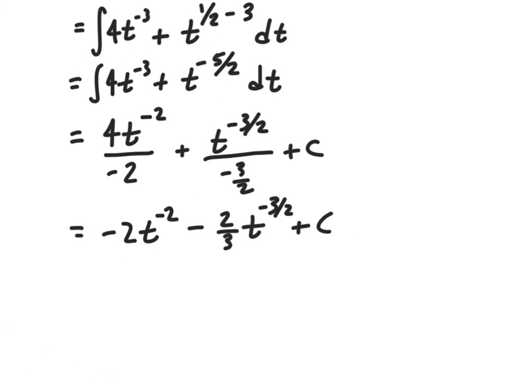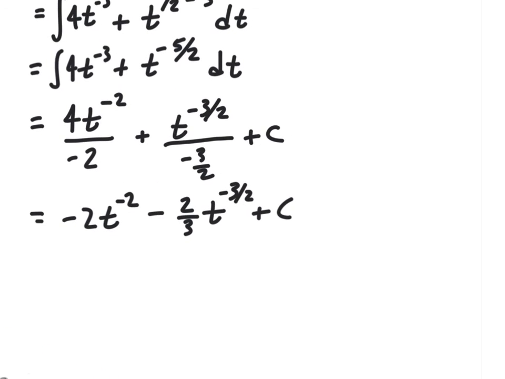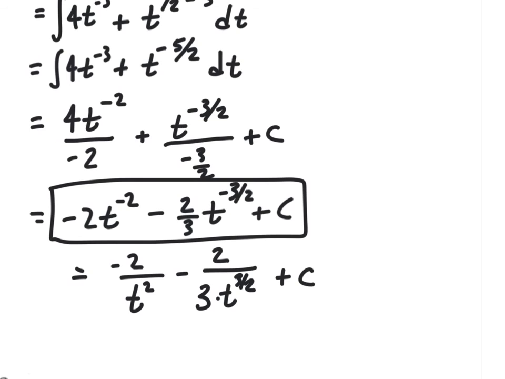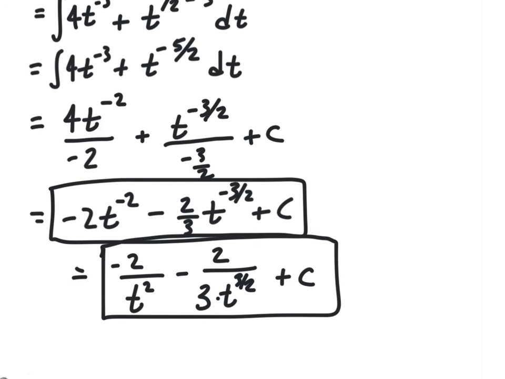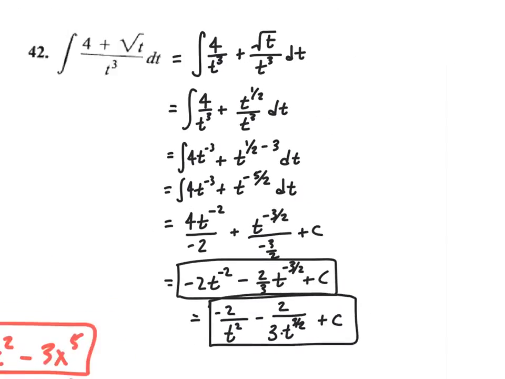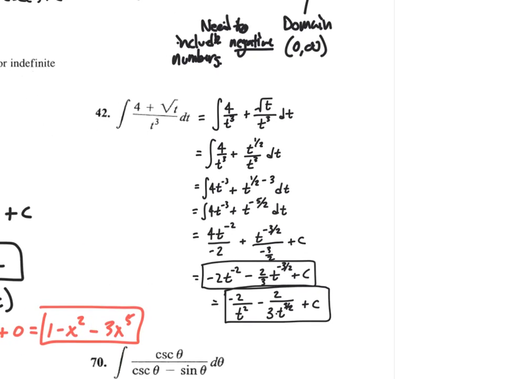And from there, this is an acceptable form of the antiderivative, but you'd probably want to go a little step further and say -2 over t squared minus 2 over 3 times t to the +3/2 and then plus c. Okay, so this is really the form that you'd probably want to get. How far you want to simplify these really depends on what you're doing. There will be a point in the future when you will want to simplify these as far as you can, and go from there.